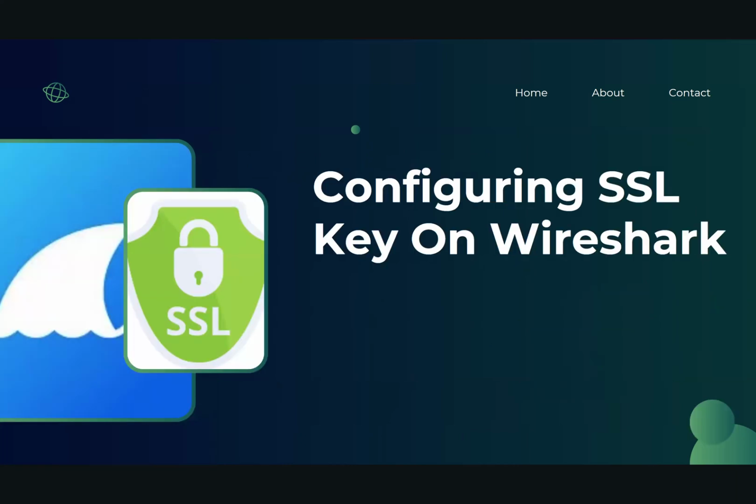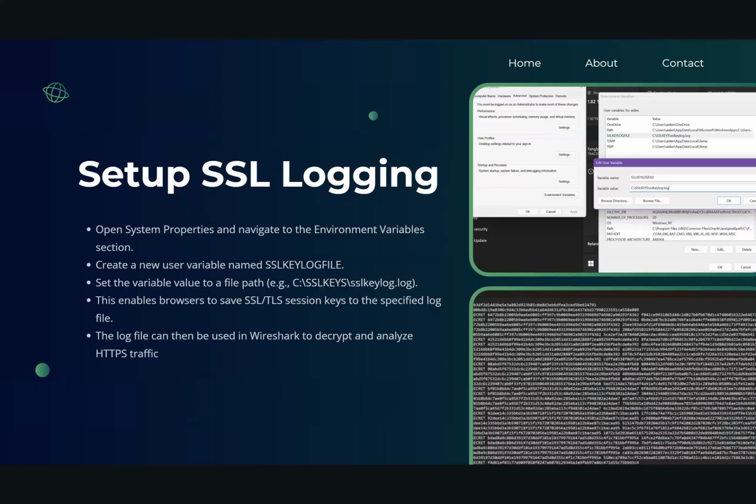Next, we will go on to configuring SSL keys on Wireshark. In the next slide, to start, let's talk about setting up SSL key logging. As shown in the screenshot, you need to open your system properties and add a new environment variable called SSLKEYLOGFILE. Set it to a path like C:\SSLkeys\sslkeylog.log. This makes browsers like Chrome or Firefox save all the session keys they use for HTTPS connections into this file. Those session keys will let us decrypt encrypted traffic later in Wireshark.